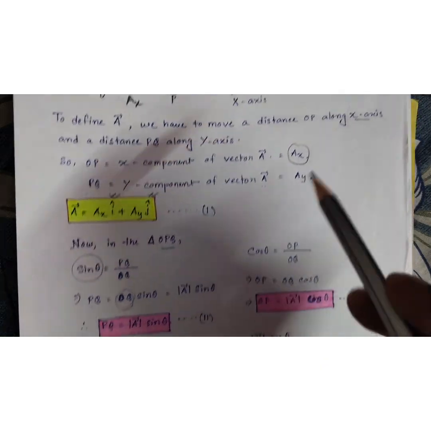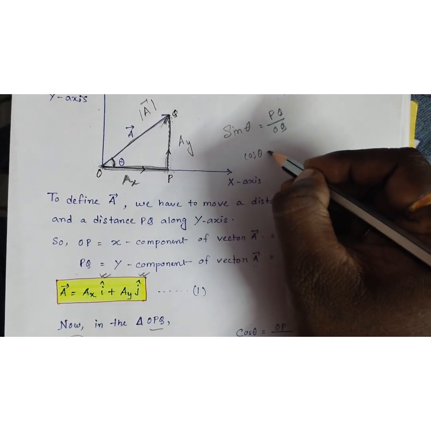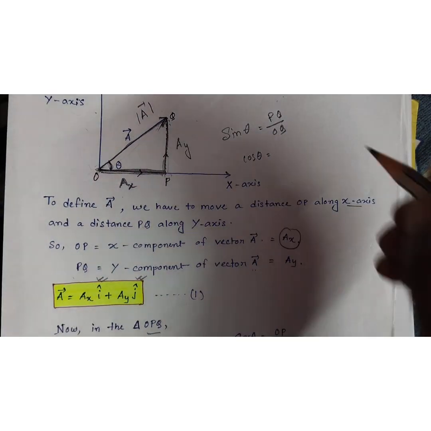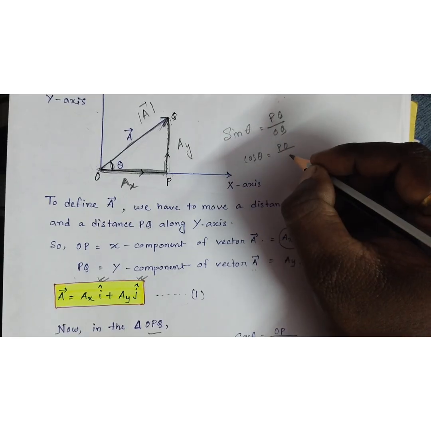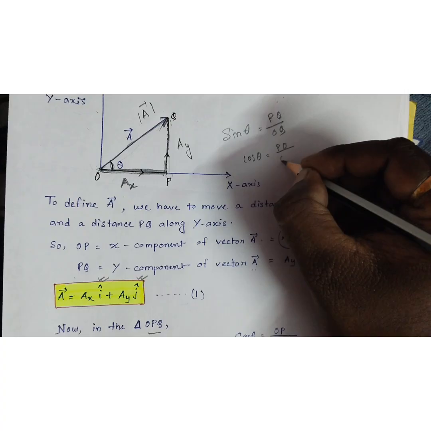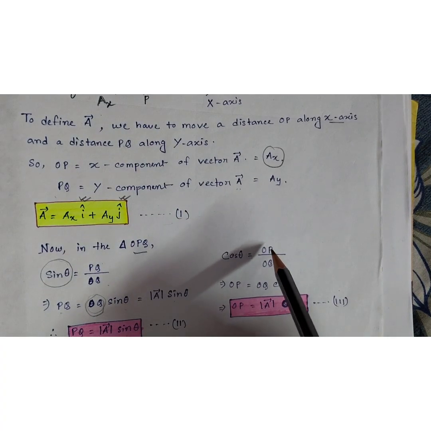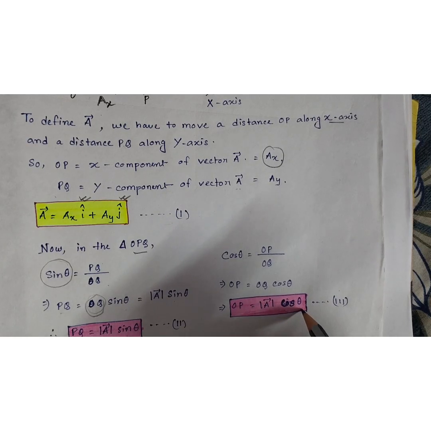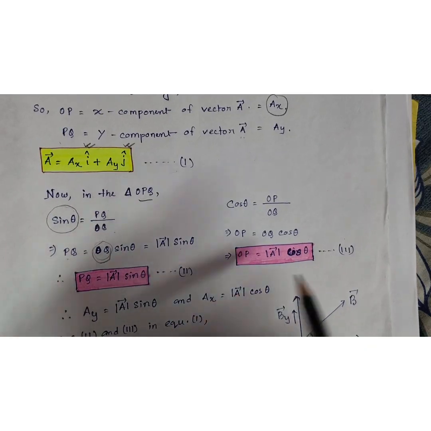Again, if we define from this triangle, cos theta means base by hypotenuse. Here base is PO, and the hypotenuse is OQ. So PO, the same thing, OP by OQ. Now if we rearrange, then OP is equal to OQ cos theta, and in the same way OQ can be written as the magnitude of A cos theta. So it is named equation 3.